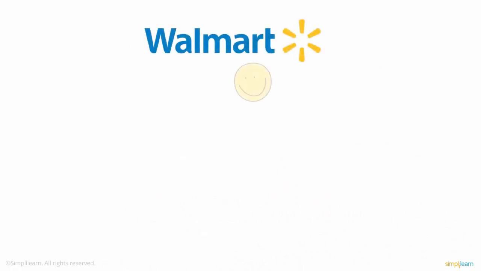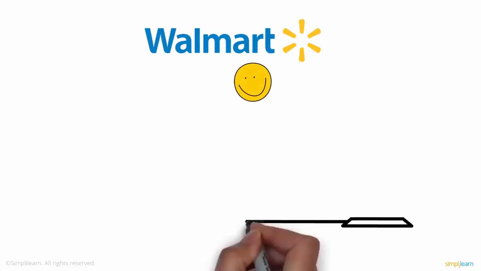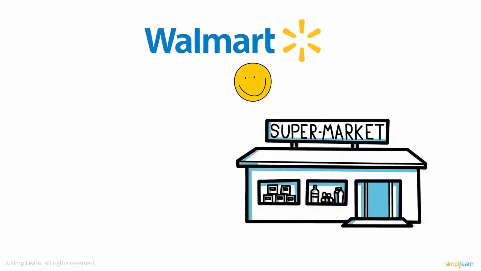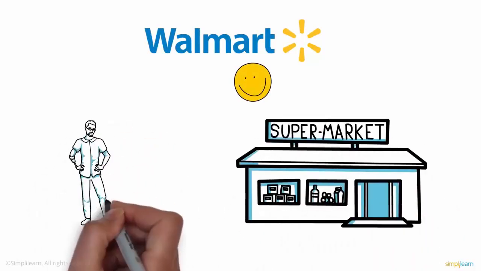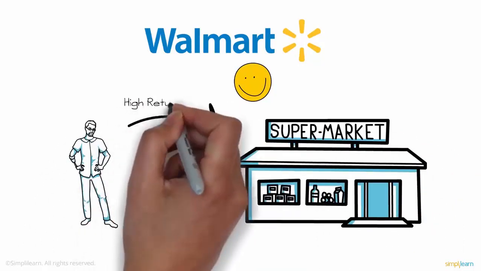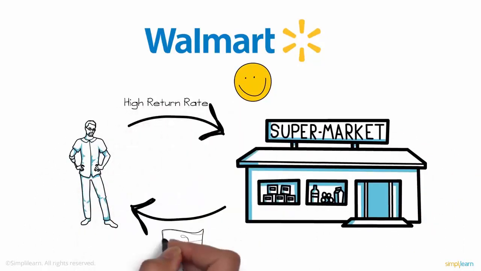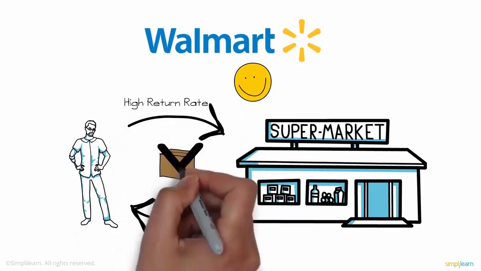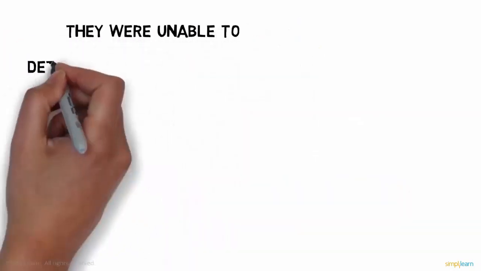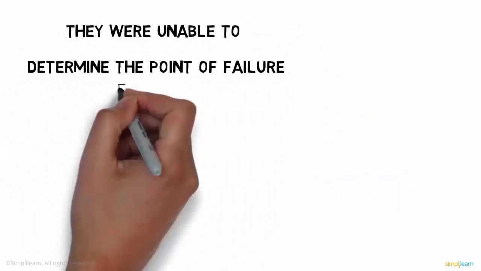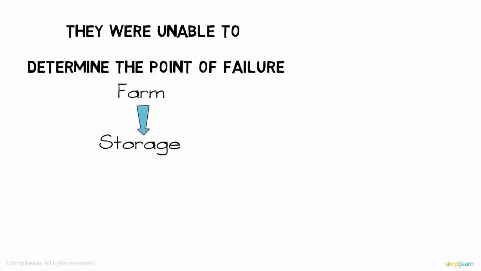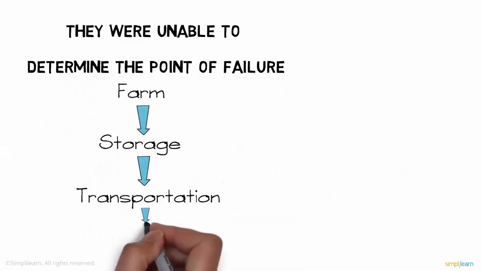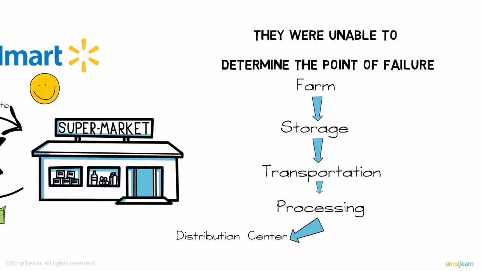Let's have a look at how Walmart uses blockchain to provide its customers with better service. Walmart was facing problems in delivering quality products to its customers. They were facing a high return rate and large amounts of refunds due to their products' bad quality. They were unable to determine the point of failure in the supply chain, which started from farm to storage to transportation to processing all the way to the customer.